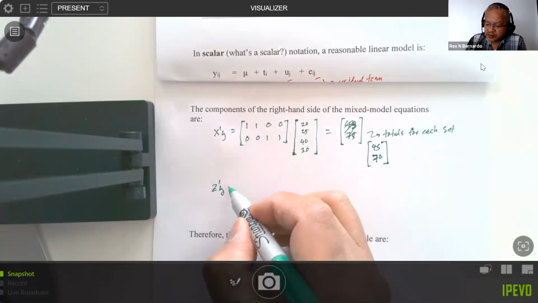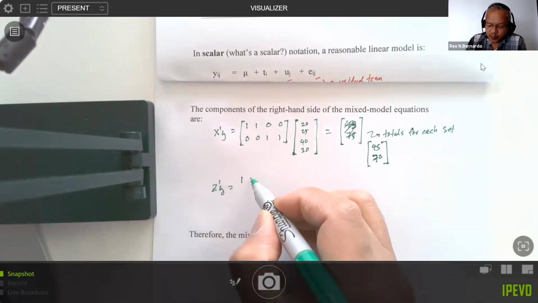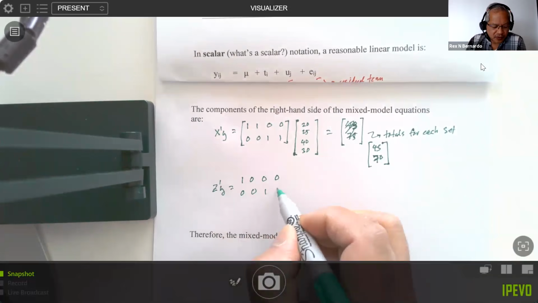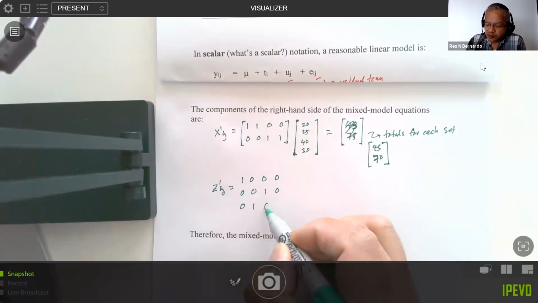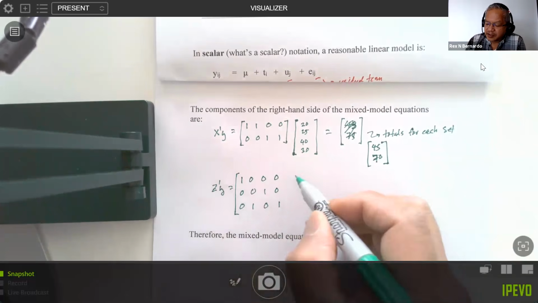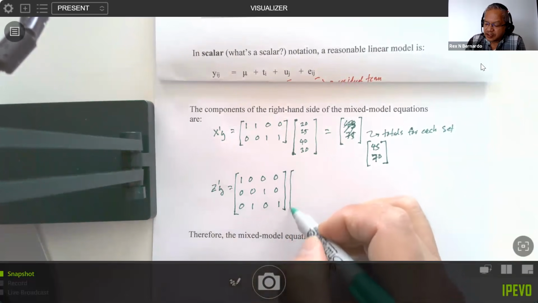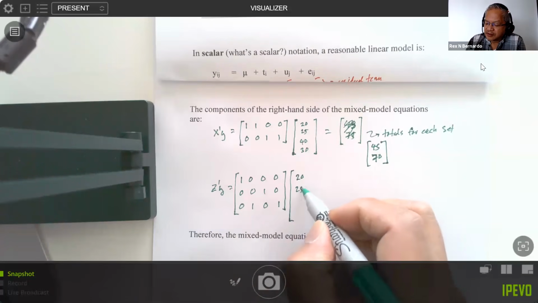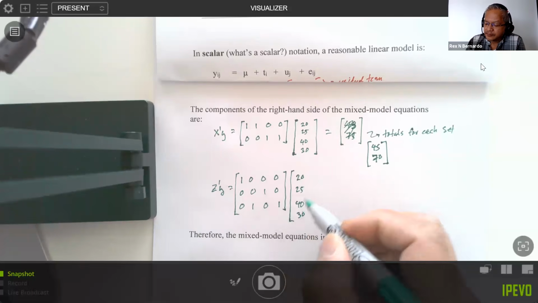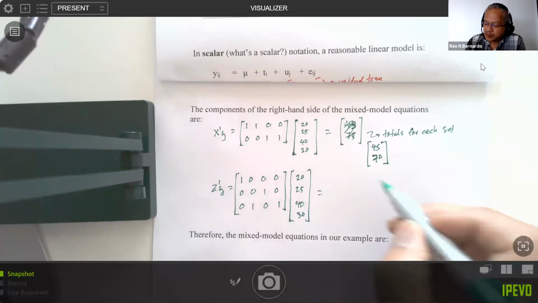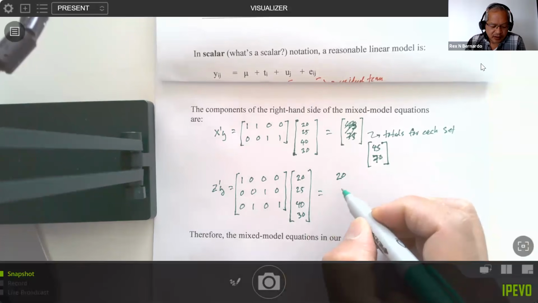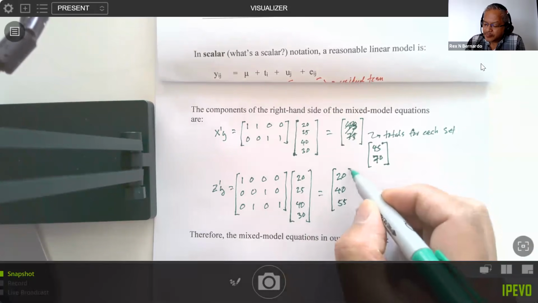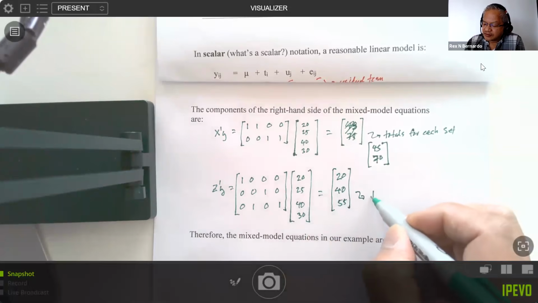z prime y is equal to, I'll just write down z prime, 0, 0, 1, 0, 0, 1, 0, 1, okay? We multiply z prime by the same observation vector of 20, 25, 40, and 30. In the end, we would get 20, 40, and 55. And you notice that these are the totals for each inbred.